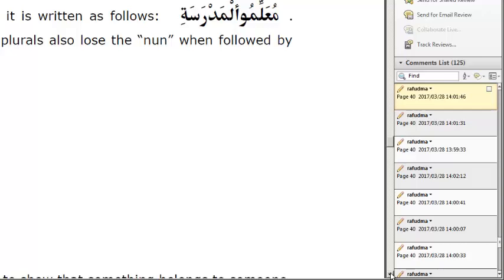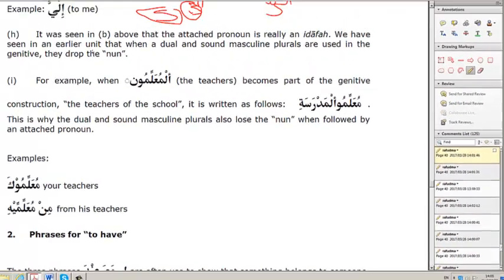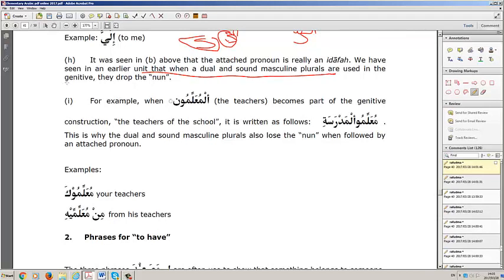And it was seen that the attached pronoun is in an idafa, and we have seen in an earlier unit, in the last unit in fact, that when dual and sound masculine plurals are used in the idafa, they drop the noon. So remember that from the last lesson, they drop the noon. So remember we said the teachers of the school would be muallimul madrasati.